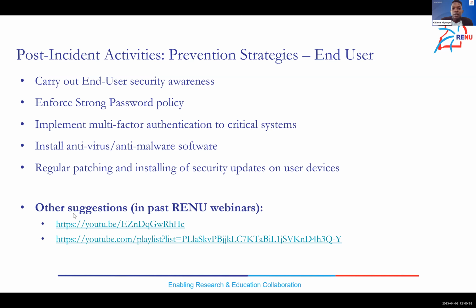And then of course, it's always important to make sure that there are anti-malware and antivirus solutions installed on your hosts, right? PCs and the likes. Especially if you're using operating systems like Windows, you have to regularly check that your anti-malware and antivirus solutions are not only installed, but up to date, right? Then of course, it's the standard all this time: regularly patch and install security updates on all the user devices, right?